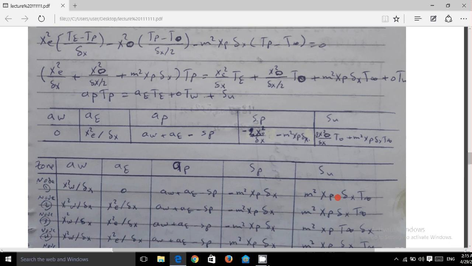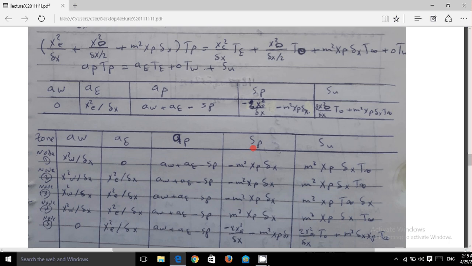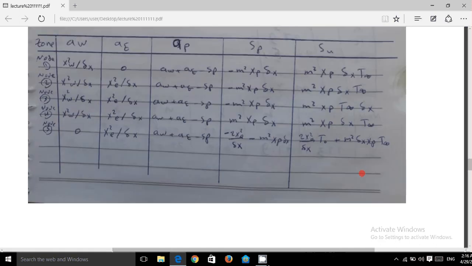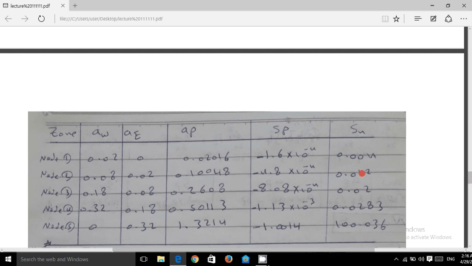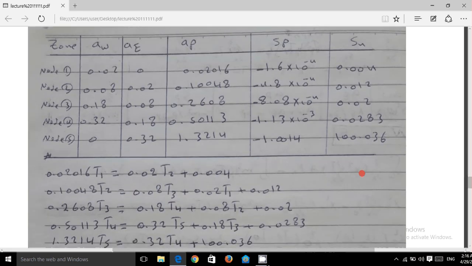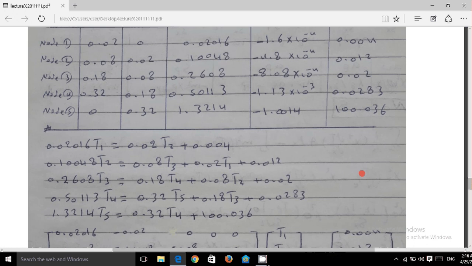T infinity, I will get SB. It's the same way as you can get the source, but multiply it by ambient temperature, which is equal to 25. Then you will get this table, and we will then write the equation.